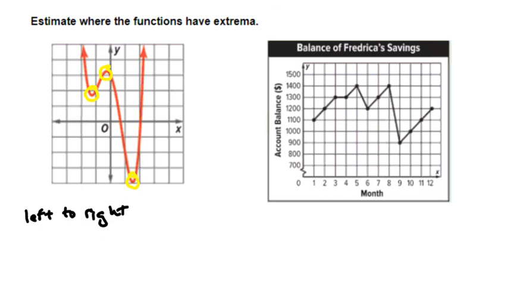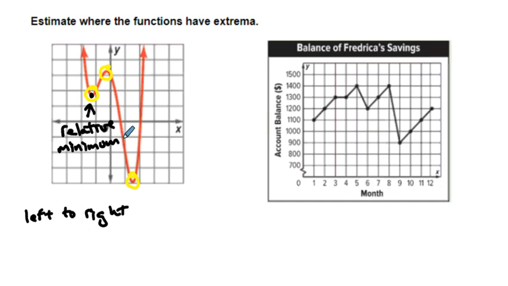Okay? So what we're going to talk about is where these functions have these. So we would go right here. I'm going to use black. And we would have this point right here, and this would be a relative minimum.